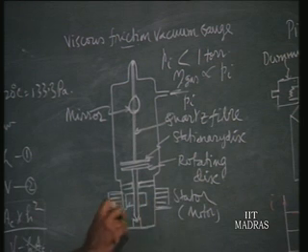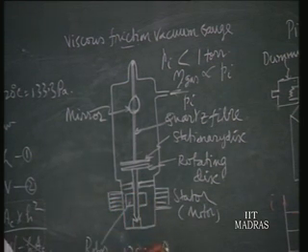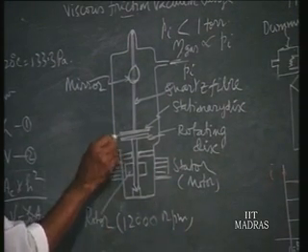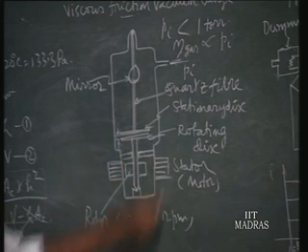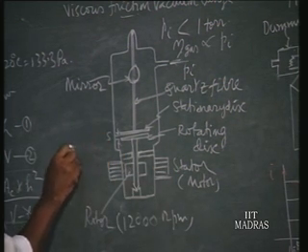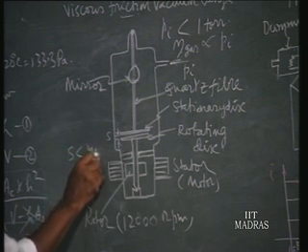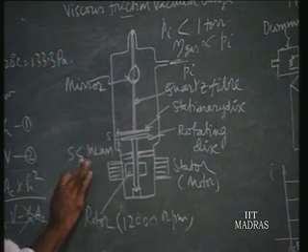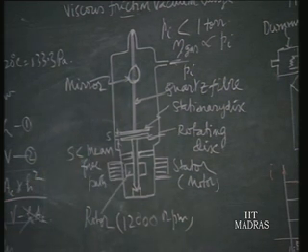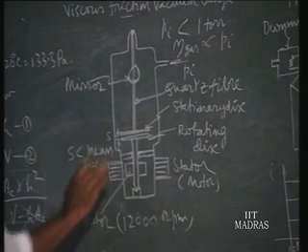So when you send current here, the rotor will rotate at very high speed, maybe of the order of 12,000 RPM in one given setup. Now the distance between the two discs, one stationary disc, another rotating disc, S, should be less than the mean free path of the molecule. Then only the viscosity is proportional to the pressure.